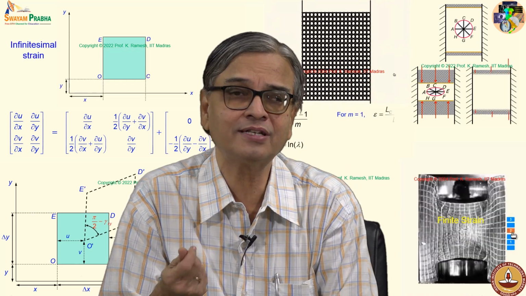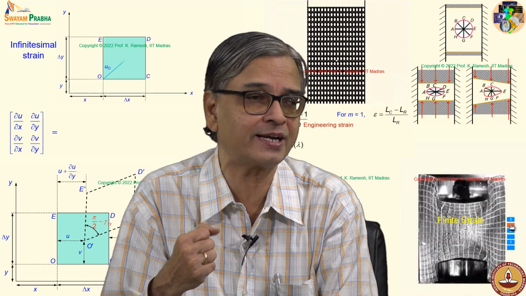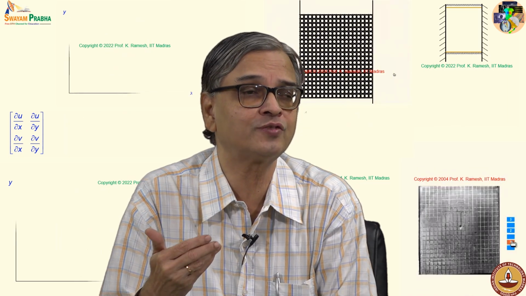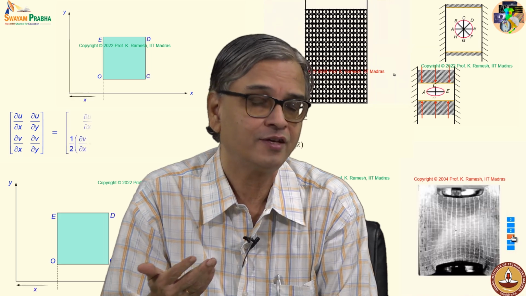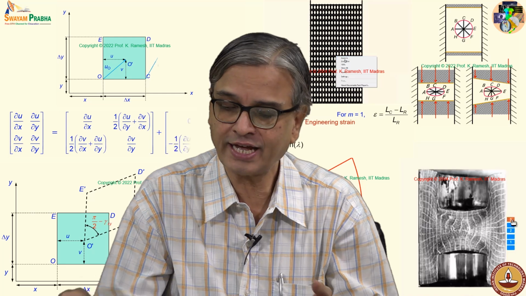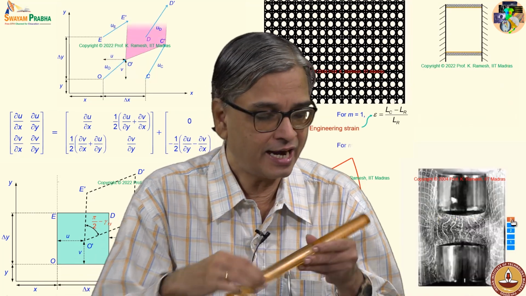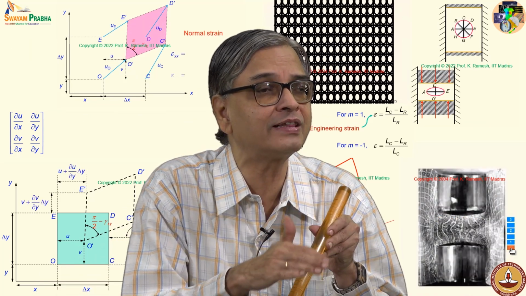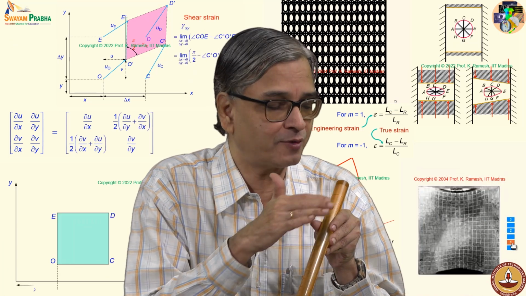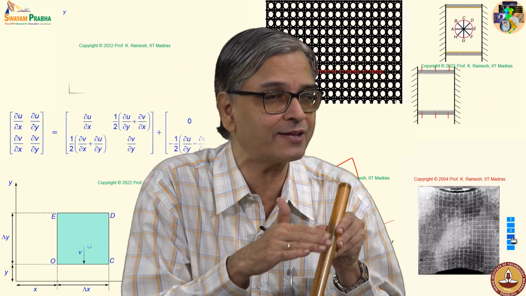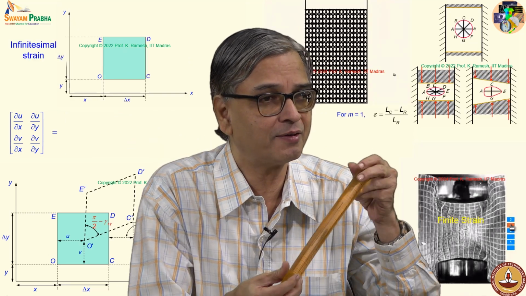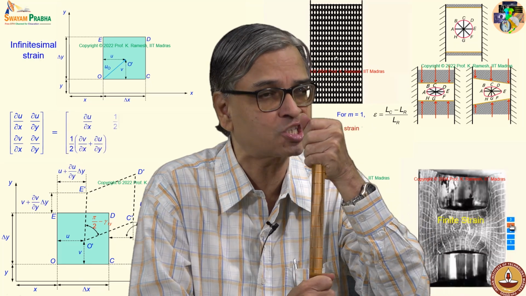Now the question arises, suppose I do not have a transparent model, can I still take advantage of photoelasticity? The answer is yes. What you do is you take a specimen and coat it with a photoelastic coating. That would be transparent, but you coat it with a reflective backing and then put the material. So, this main member experiences strain.